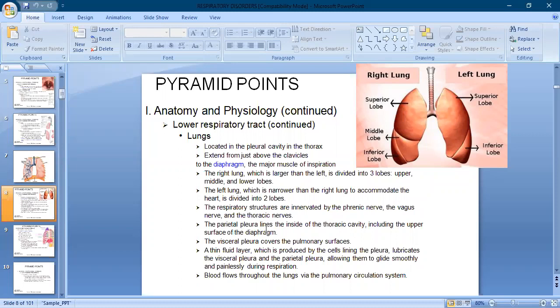The parietal pleura lines the inside of the thoracic cavity. The pleura has 2 layers: one is called the parietal pleura, another is called the visceral pleura. A thin fluid layer, produced by the cell lining of the pleura, lubricates the visceral pleura and the parietal pleura, allowing them to glide smoothly and painlessly during respiration. And blood flows through the lungs by pulmonary circulation.